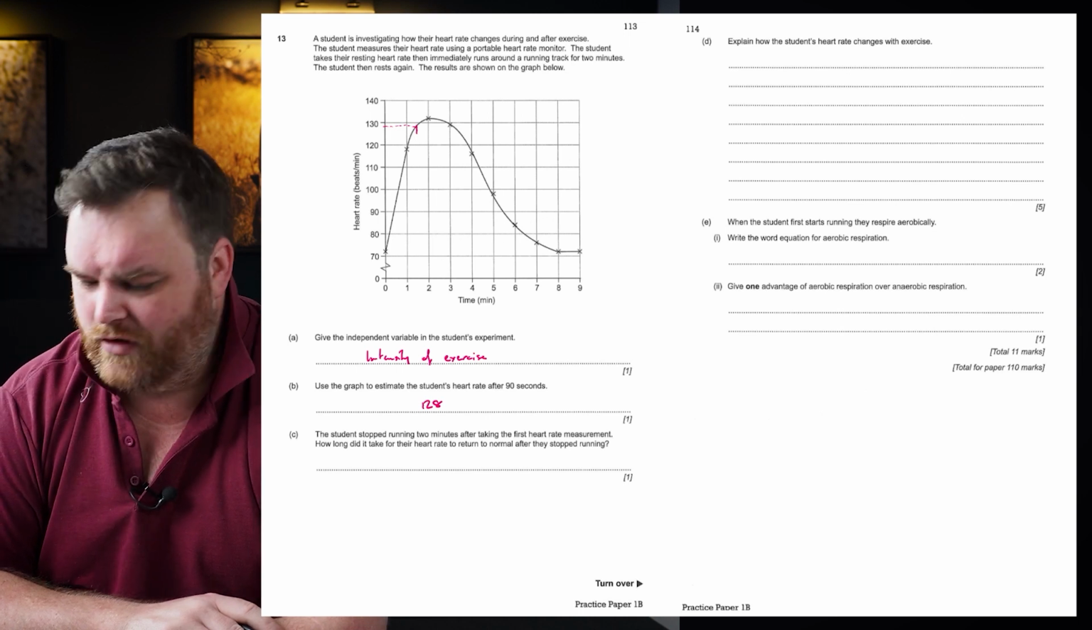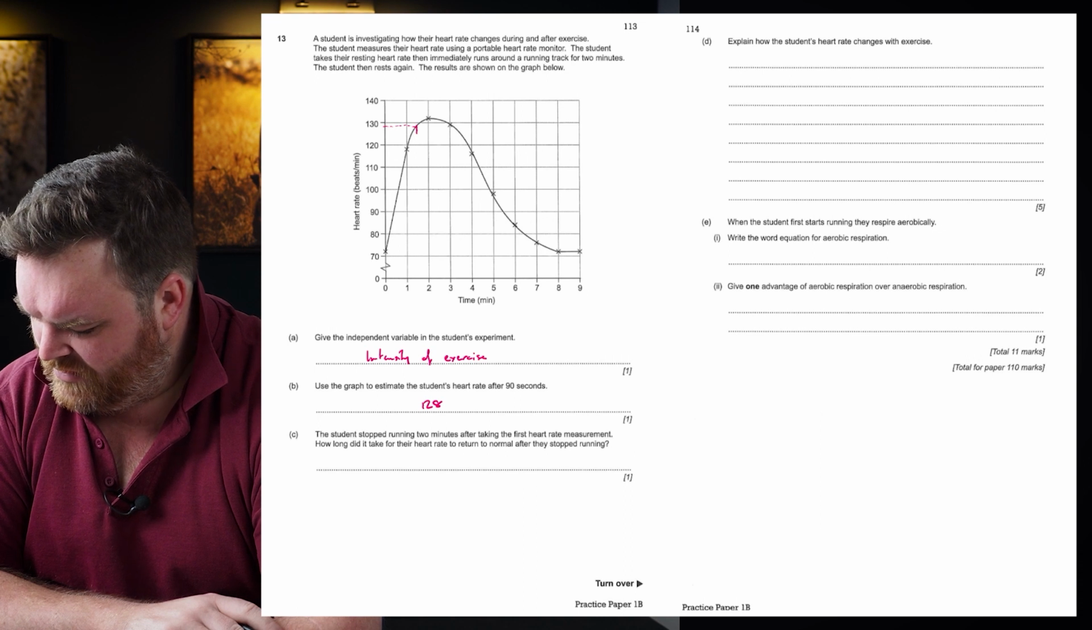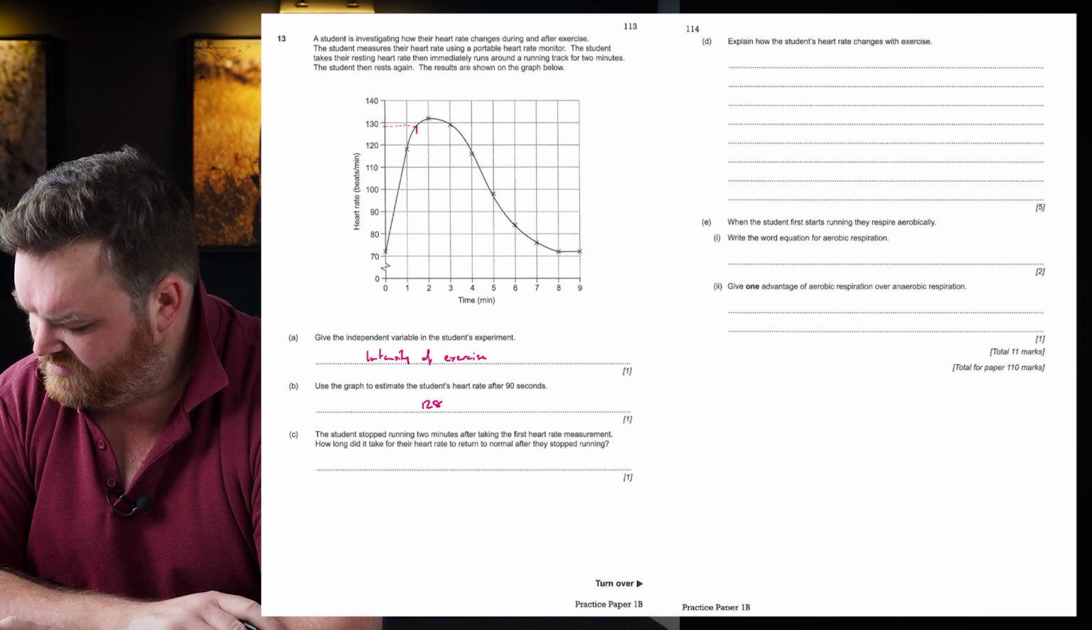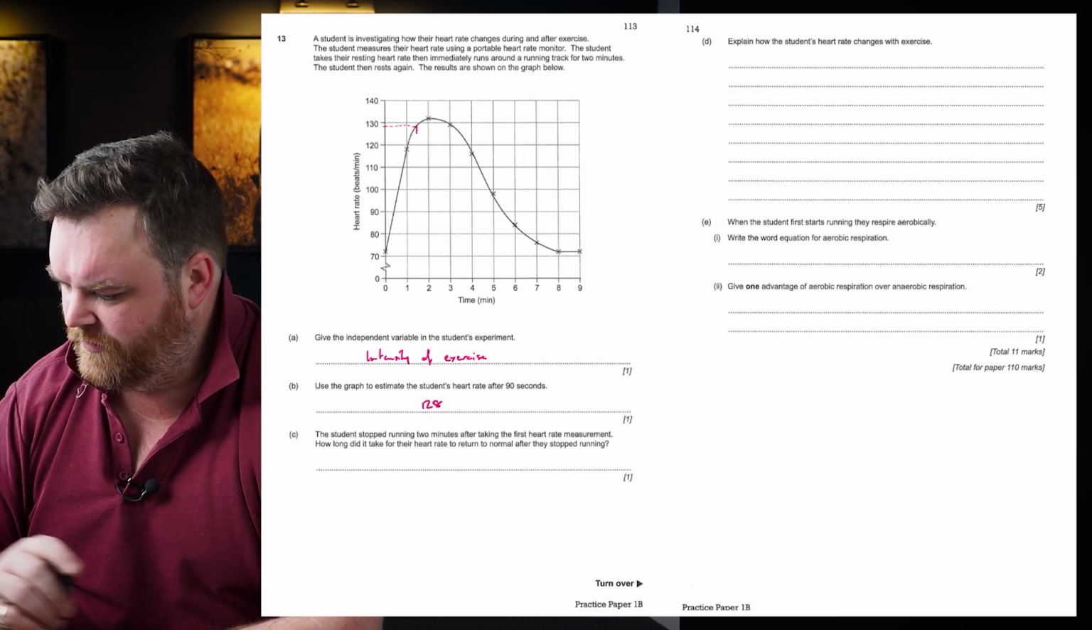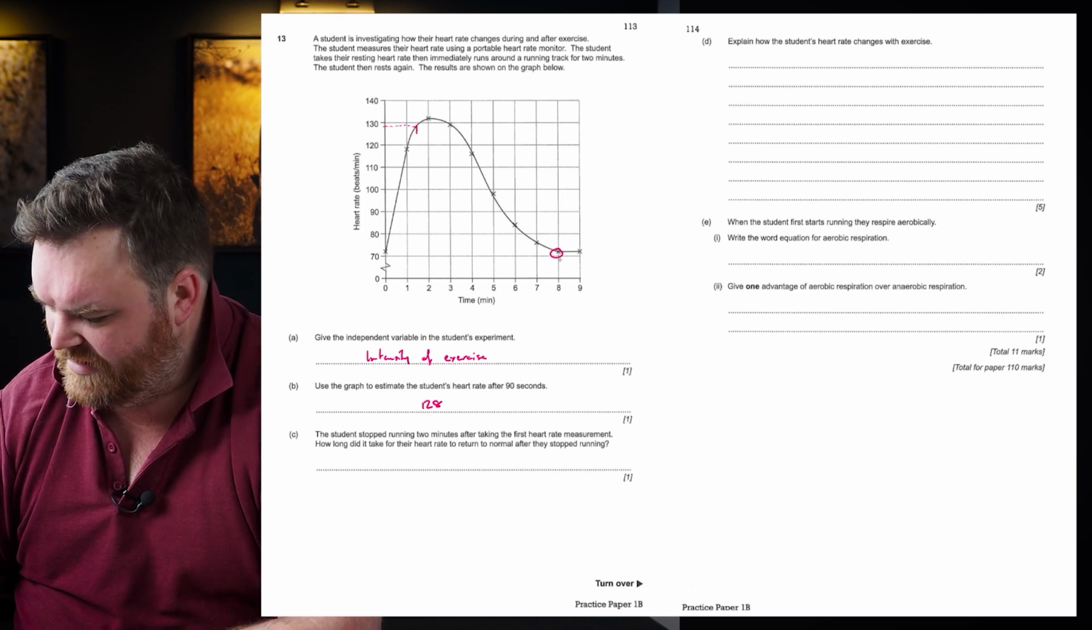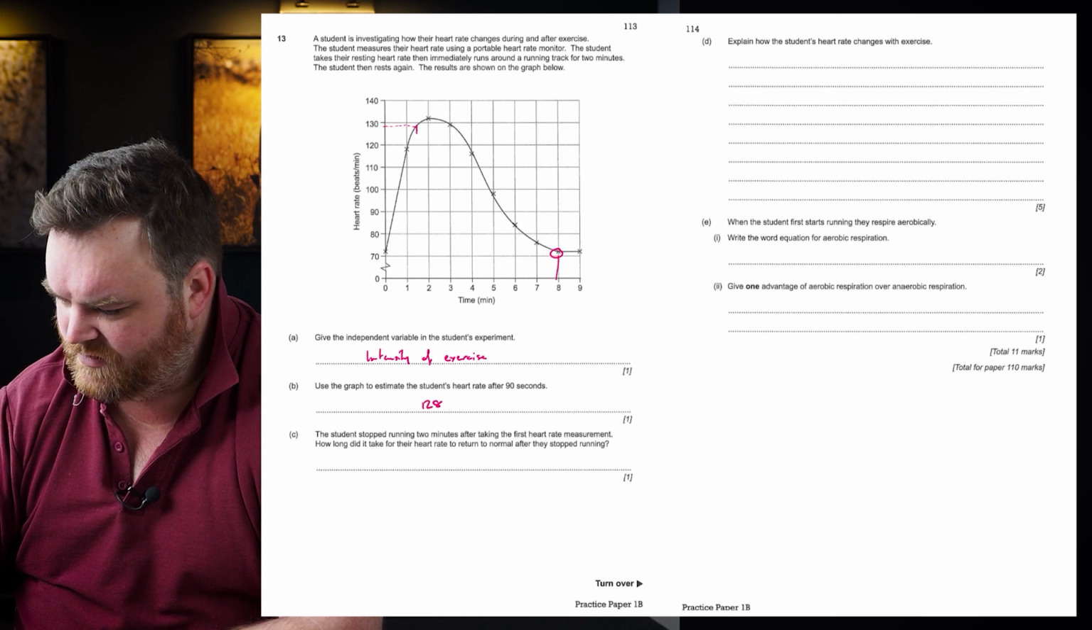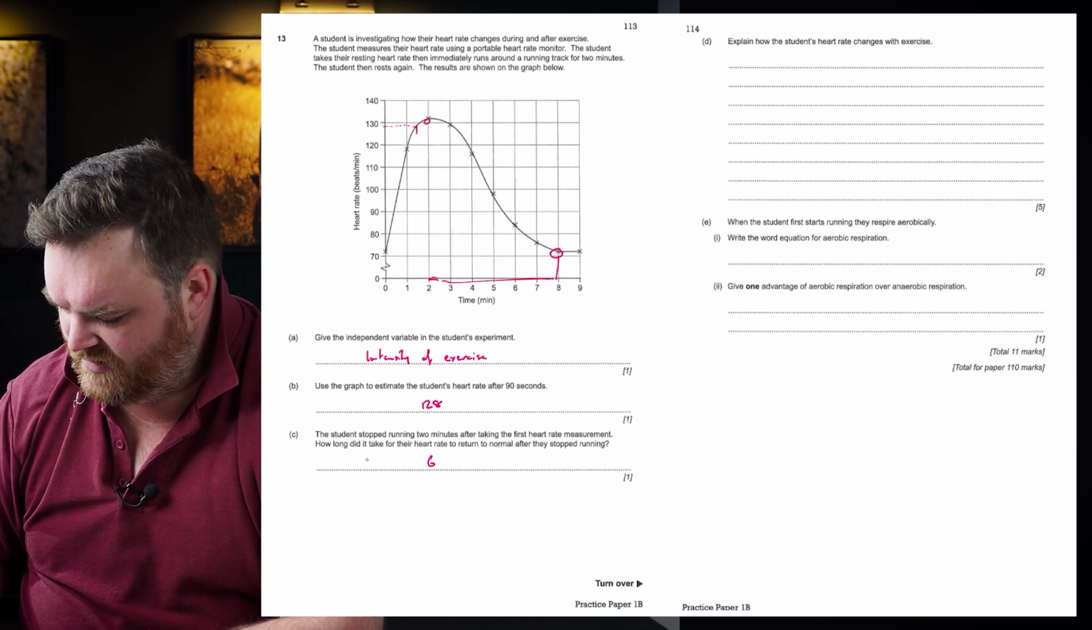There's a little bit of estimation in there. Okay, students stopped running 2 minutes after taking the first heart rate measurement. How long did it take for their heart rate to return to normal after they stopped running? So we're looking for the first normal value, which is here at 8 minutes. They stopped running after 2 minutes, and so we're going back from 8 to 2, so that's 6 minutes. So 8 minus 2 is 6 minutes.